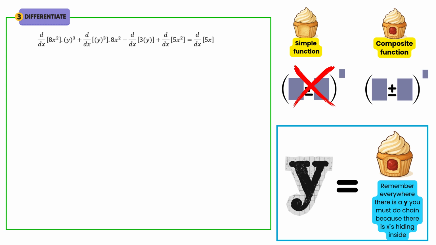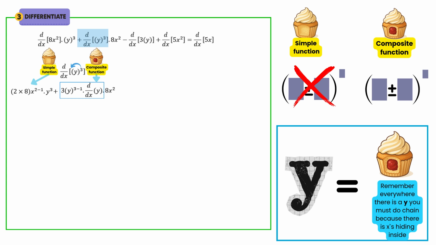So let's differentiate. The first term is a simple function. No brackets to a power, so it gets ordinary differentiation. The second term contains y, and a y always triggers the chain rule. Bring the exponent out in front if there is one. Keep the bracket with y exactly as it is, and then multiply by the derivative of the inside, meaning the derivative of y, which we say as dy over dx.